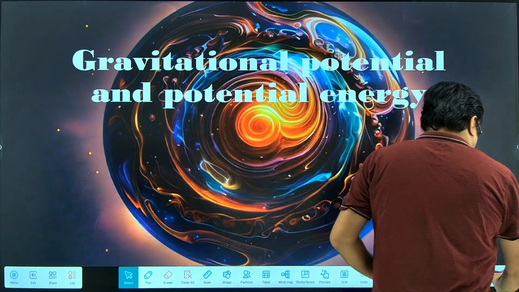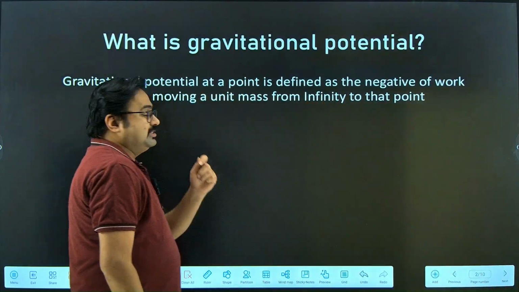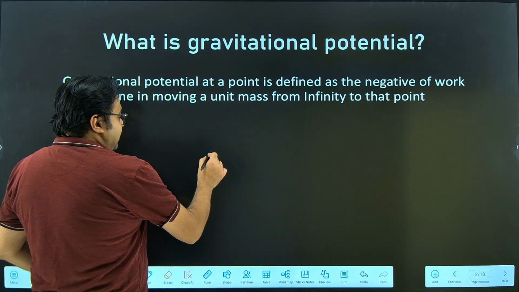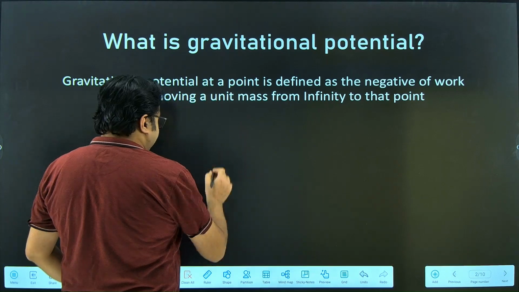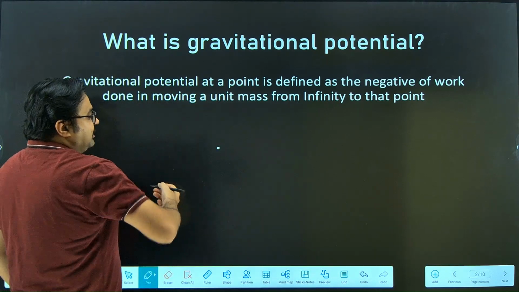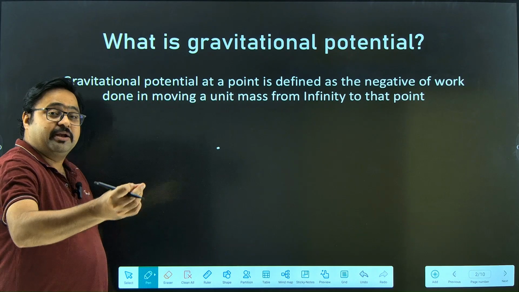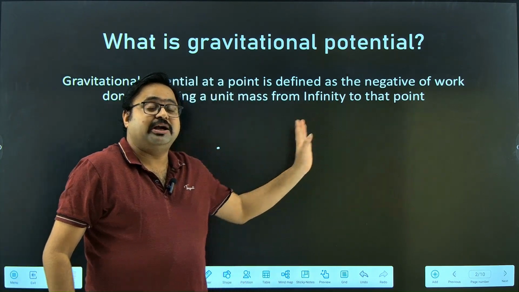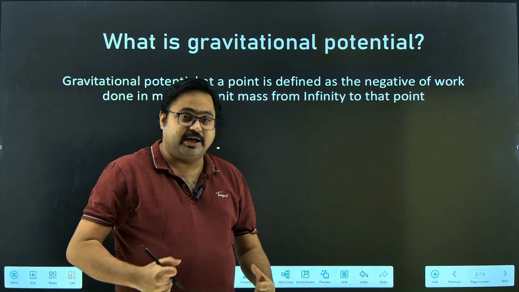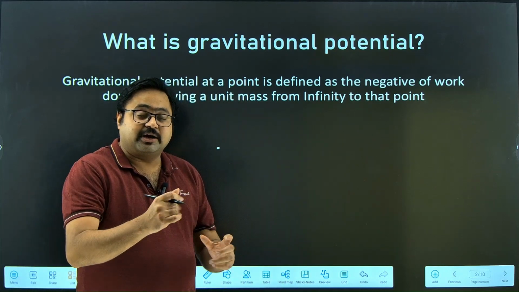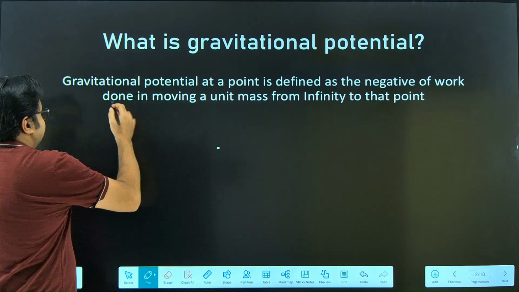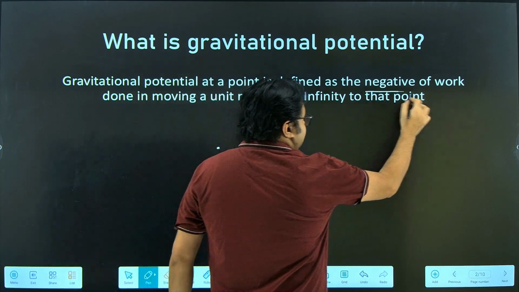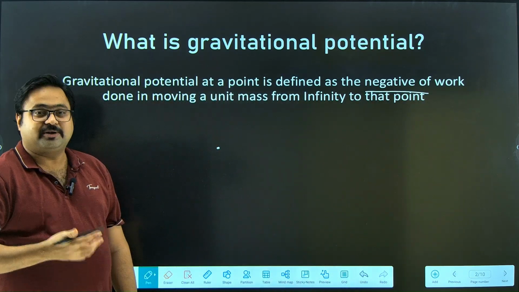Let's begin. Gravitational potential at a point is defined as the amount of work done in moving a unit mass from infinity to that point, and it's the negative of the work done. And it's written here: the gravitational potential at a point is defined as the negative of the work done in moving a unit mass from infinity to that point.